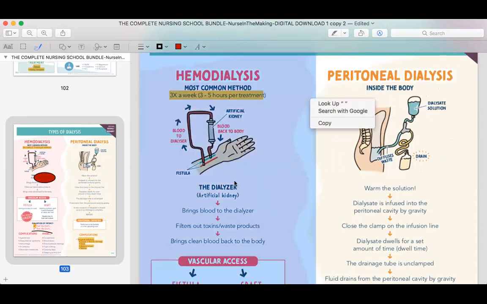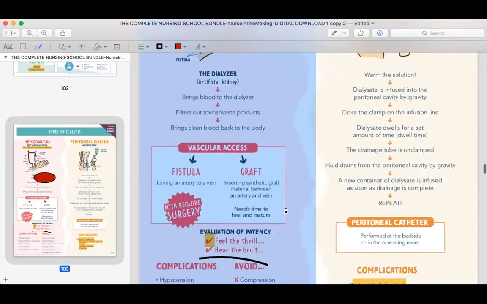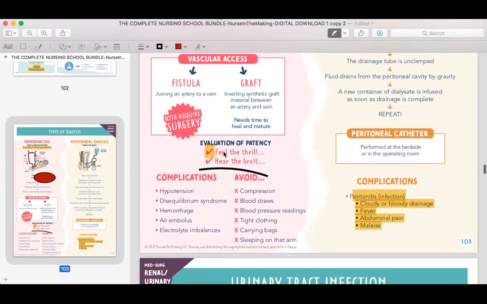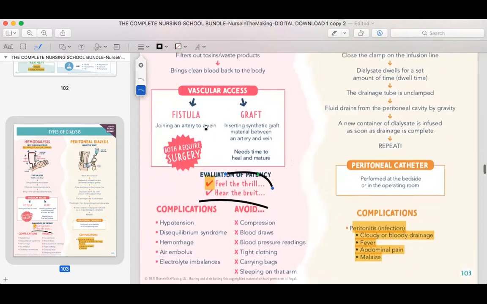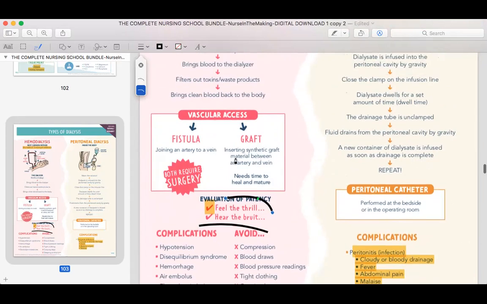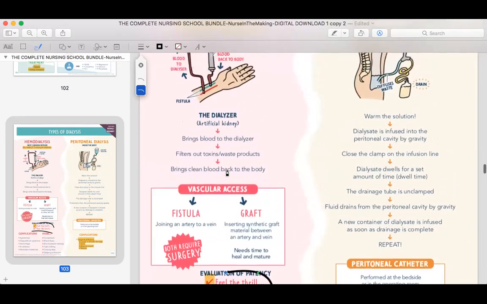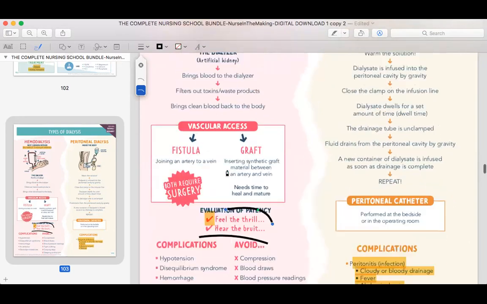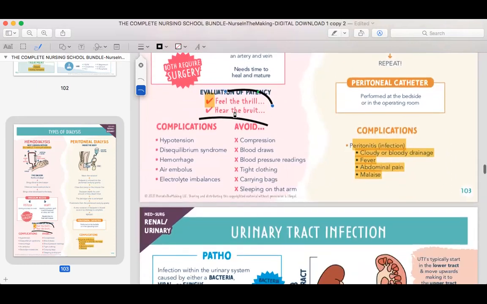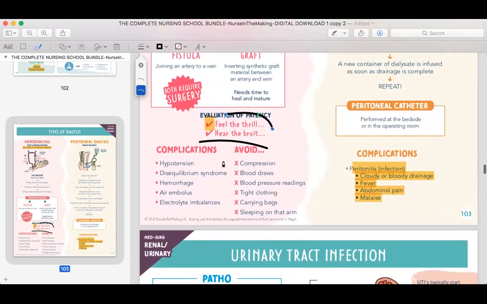But you definitely want to make sure you know this. Make sure you feel a thrill. We assess your fistulas or a graft, right? Joining an artery to a vein or a graft. Both require surgery. And when you hear a thrill or a bruit, and if you can't hear this, you have to alert the HCP because that can indicate that there's a clot.